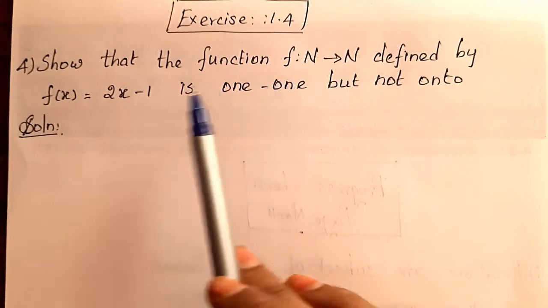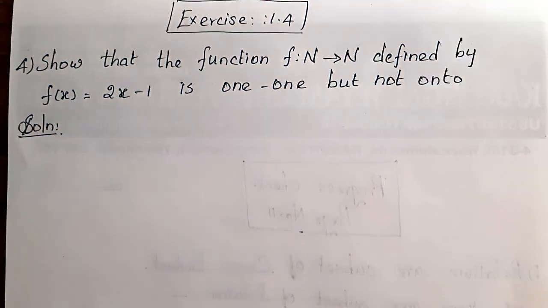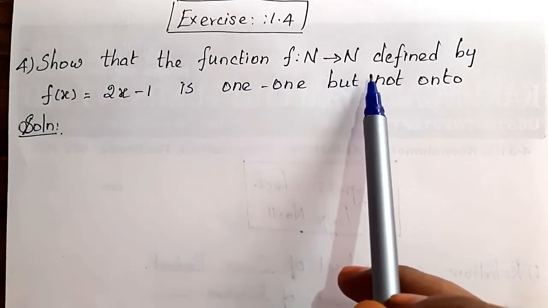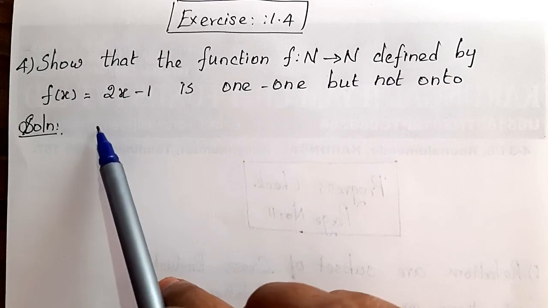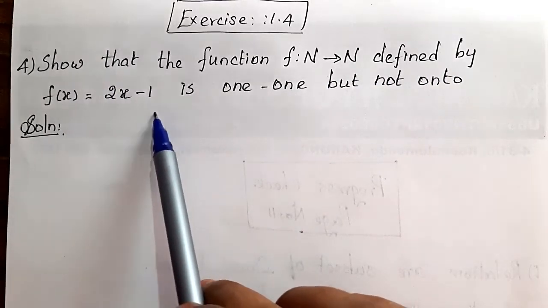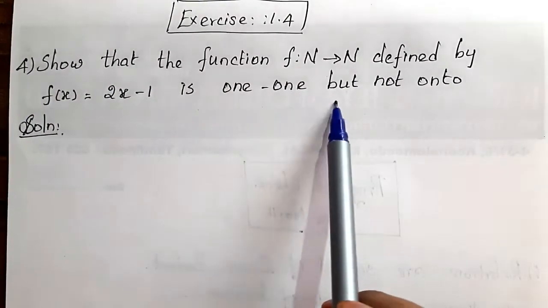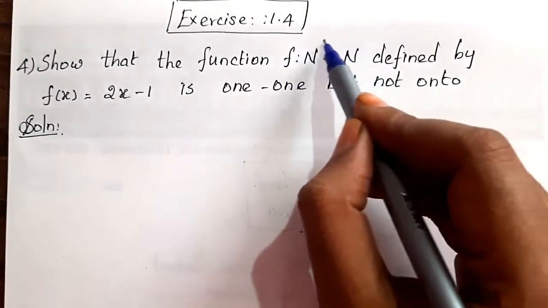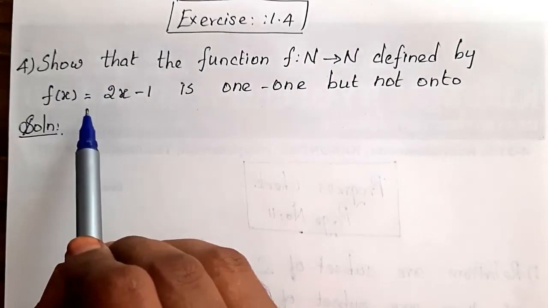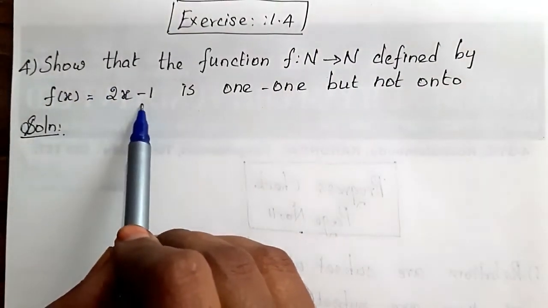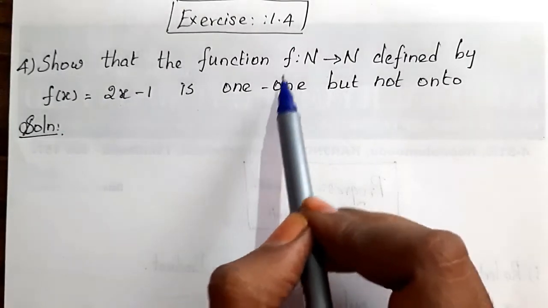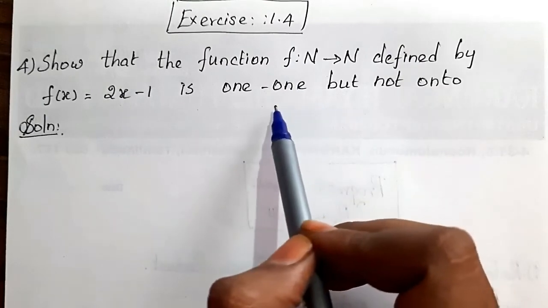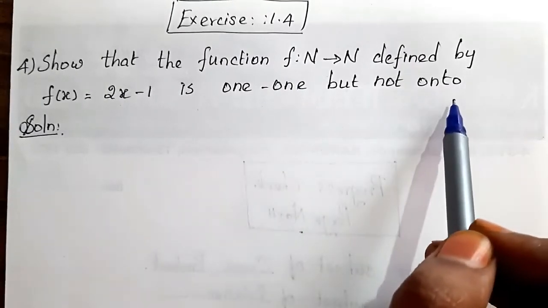Exercise 1.1, fourth question. Show that the function f from N to N defined by f of x equal to 2x minus 1 is one-one but not onto. So a function is given, f from N to N, defined by 2x minus 1. We have to prove this function f is one-one but not onto. So we already recalled the definitions of one-one and onto.